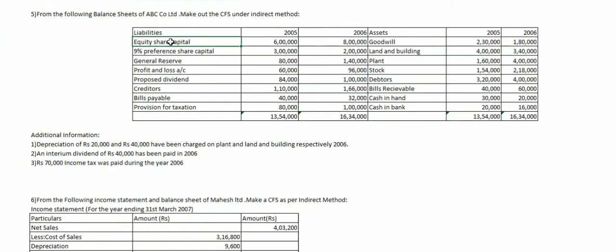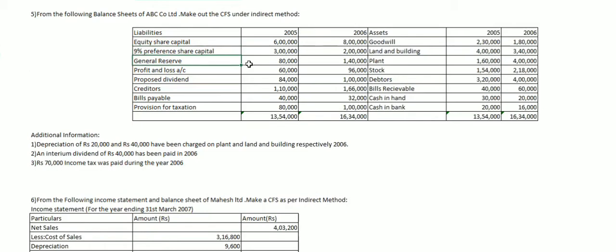So equity share capital, if you see, it is increased. So when it is increased, it is an inflow of cash. So you will add it in your financing activity because it comes under financing activity. Second is preference share capital, it has decreased. So which means you have redeemed your preference shares. So you will minus it under your financing activity.